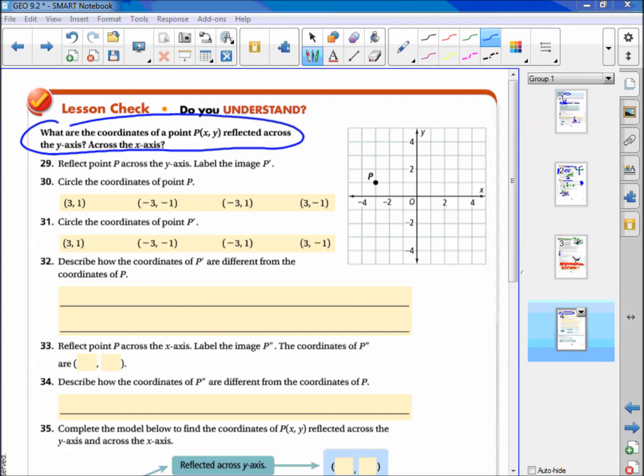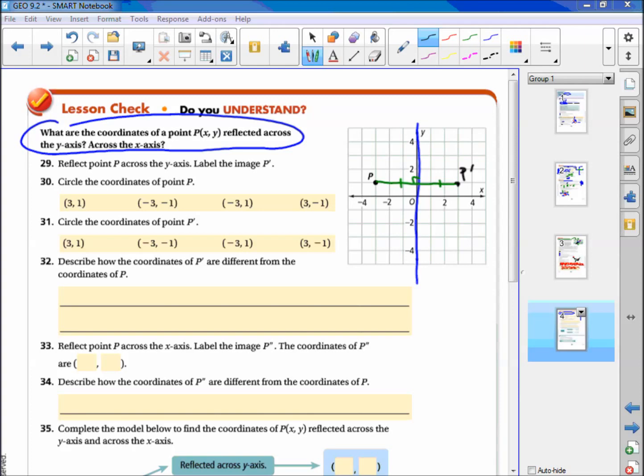So we have number 29. Reflect point P across the Y axis and then label the image P prime. So here's our Y axis. Okay, we're going to form a perpendicular bisector. So bisector, so this is both 3 long, perpendicular, and that means P prime is going to be right here.